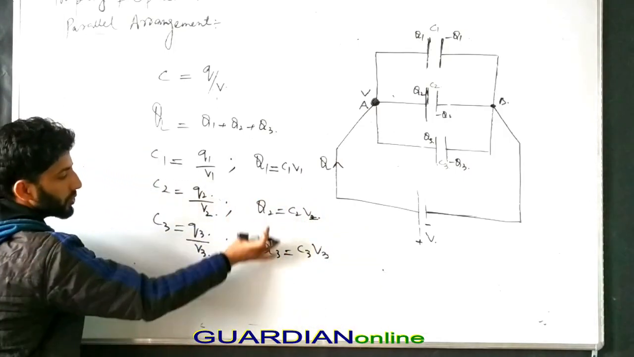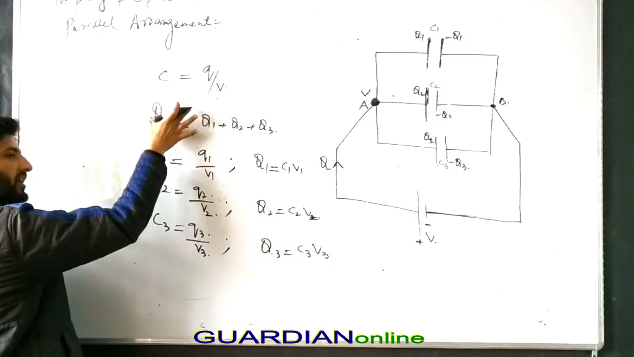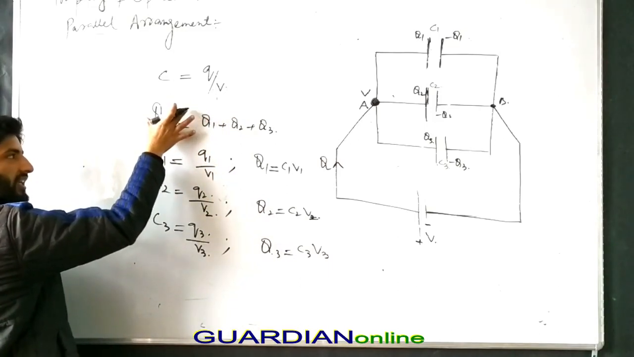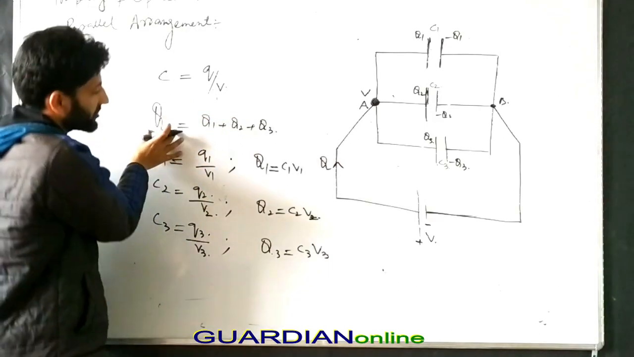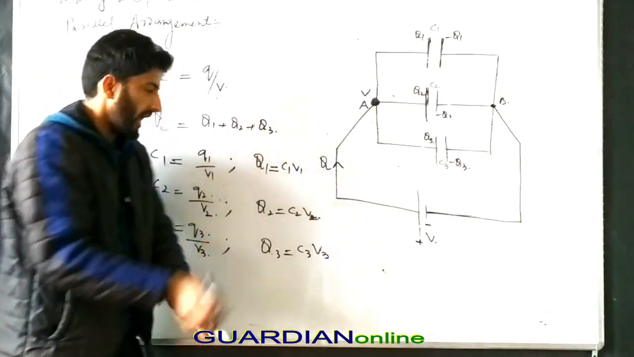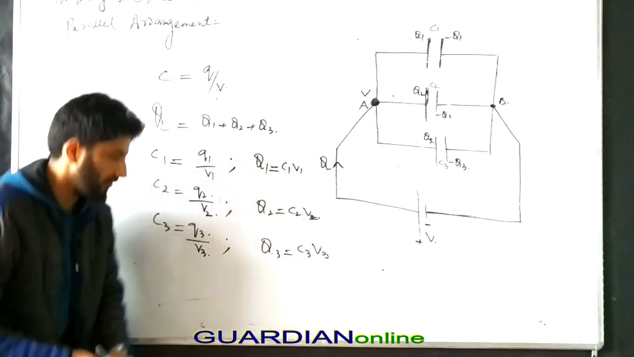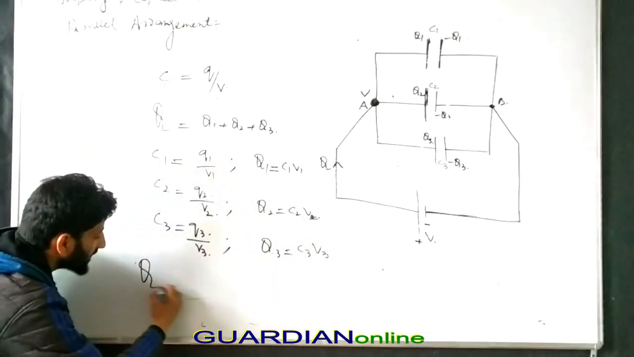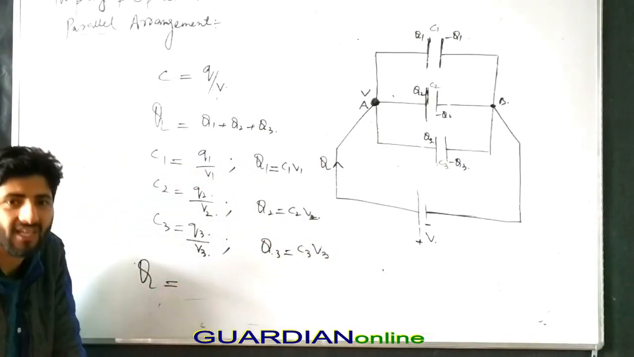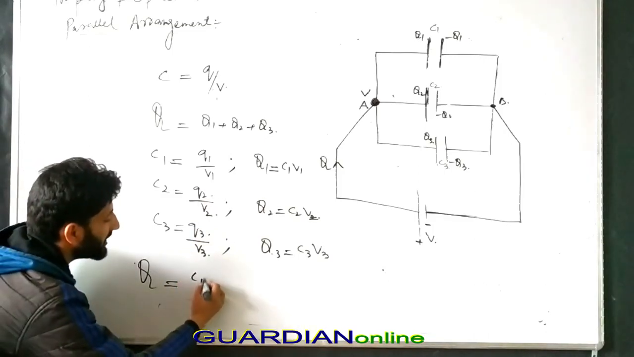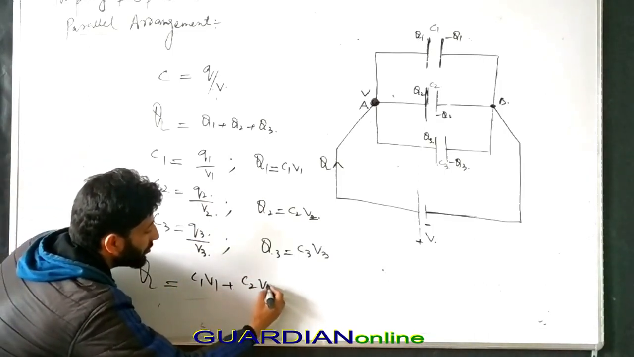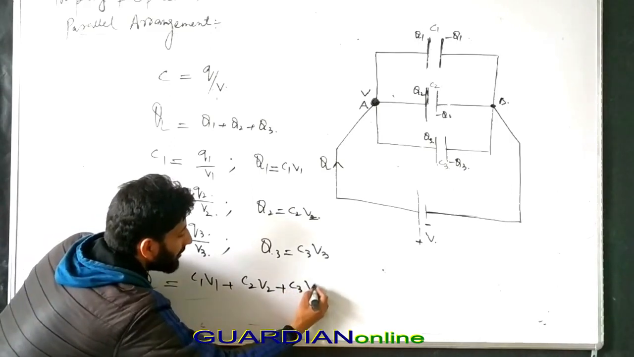Now you see Q1, Q2, Q3, and the equation was: total charge Q equals Q1 plus Q2 plus Q3. We know that Q1 is C1 V1, Q2 is C2 V2, Q3 is C3 V3. Let's write this total charge Q in terms of capacitance and voltage: Q equals C1 V1 plus C2 V2 plus C3 V3.